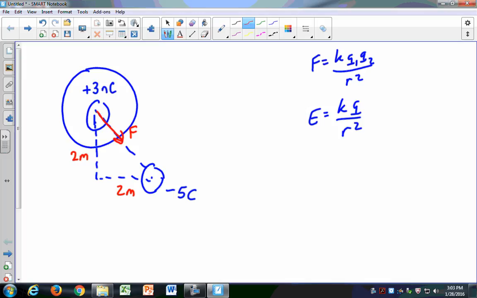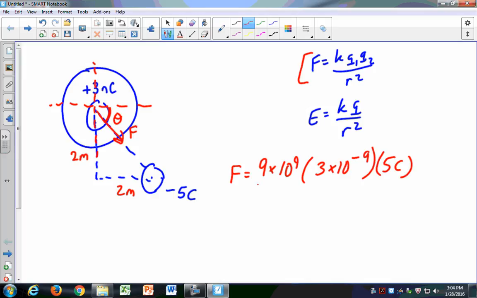I need to know a couple things about that: what is the direction and what is the magnitude. The direction will be just what is this angle right here. Let's find the magnitude first. That's going to be 9 times 10 to the 9th times Q1 times Q2 over R squared. So that's 3 times 10 to the minus 9 times 5 coulombs divided by the distance, which is this distance right here, 2.8 meters. We get that from the square root of 2 squared plus 2 squared.